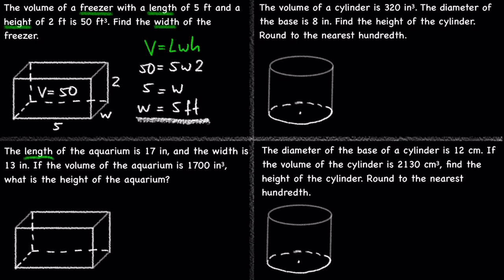The length of the aquarium is 17 inches and the width is 13 inches. If the volume of the aquarium is 1,700 cubic inches, what is the height of the aquarium?